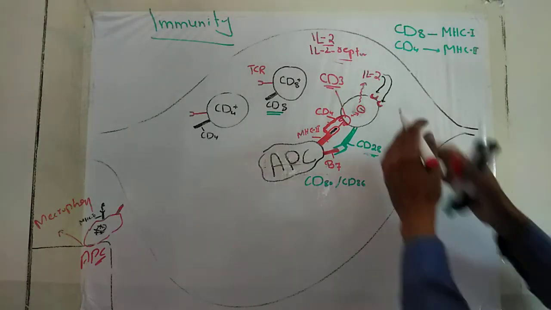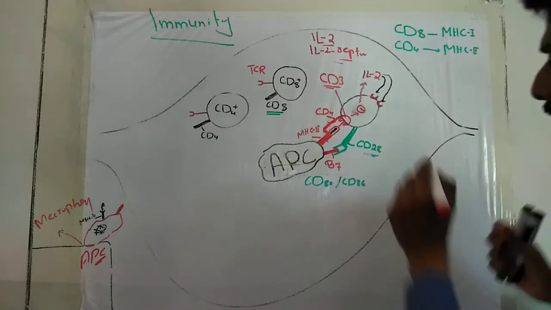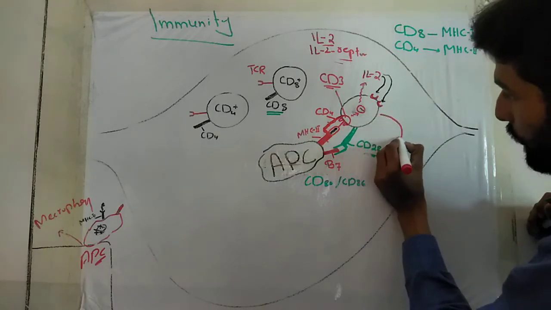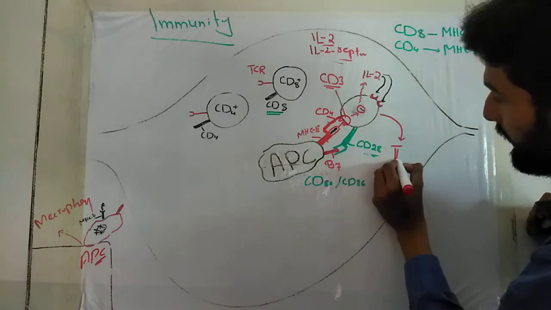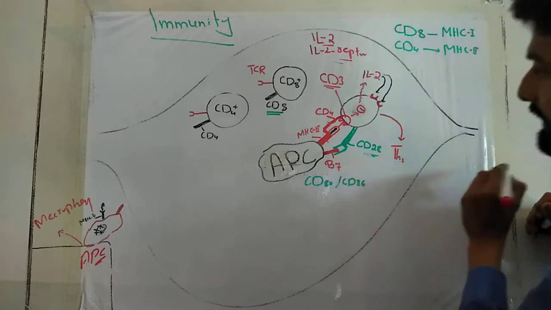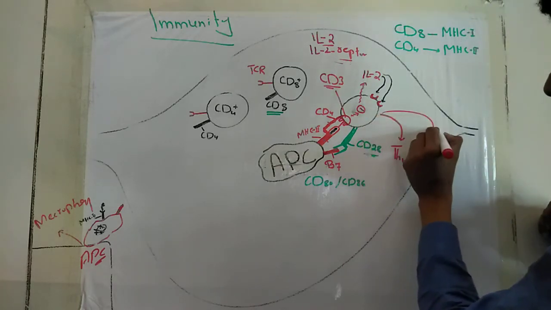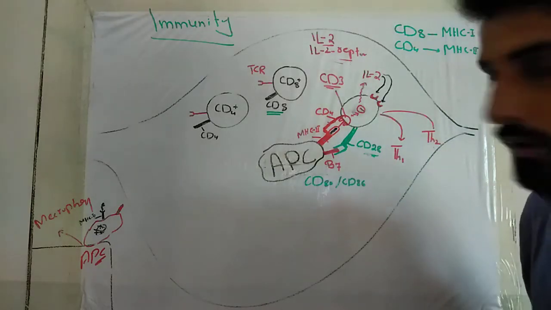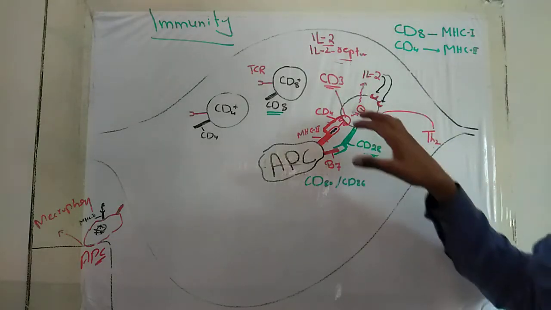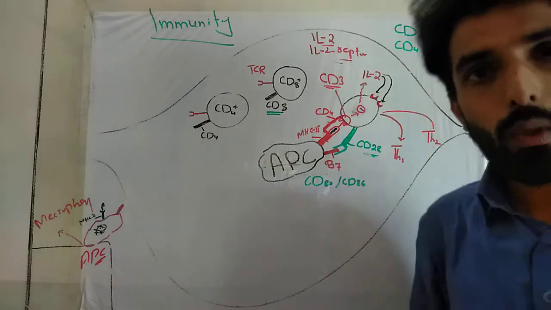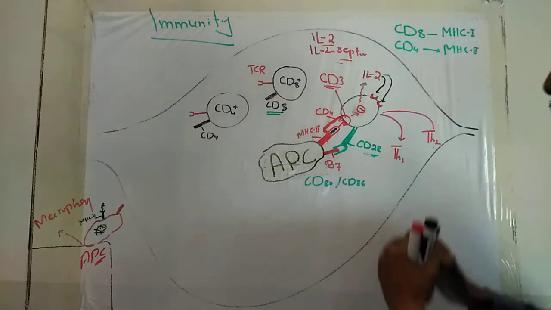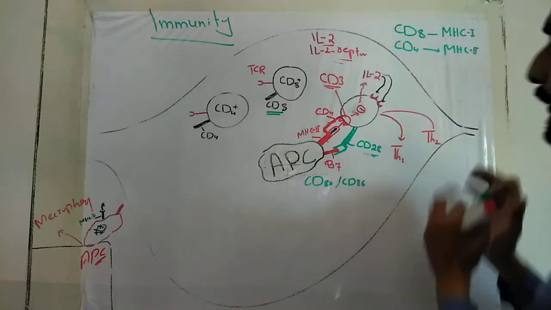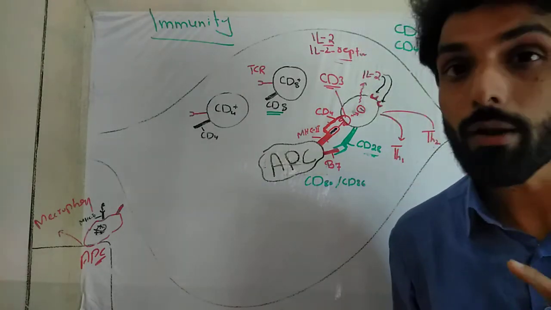We know that when it starts proliferating, majorly it will get converted into two types of cells: Th1 cell, and Th2 cell. Okay, now the point is how this Th0 will get to know that I have to convert into Th1 or I have to convert into Th2. This is a very important point.